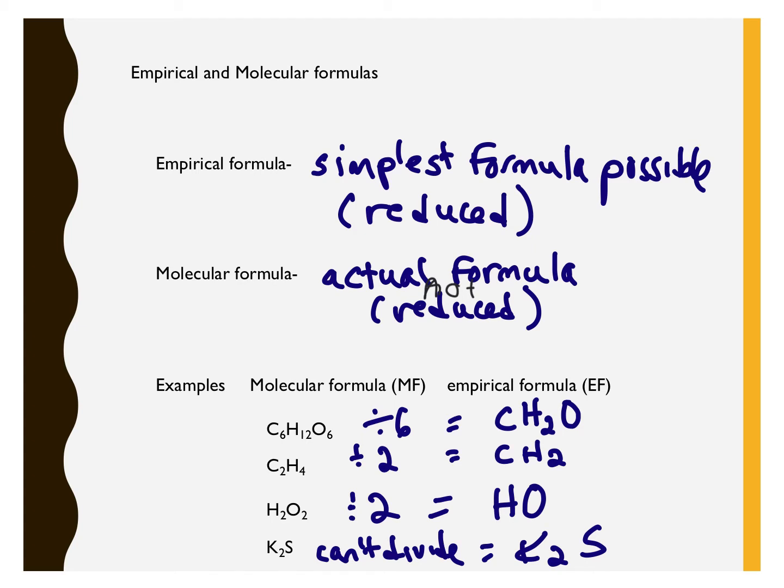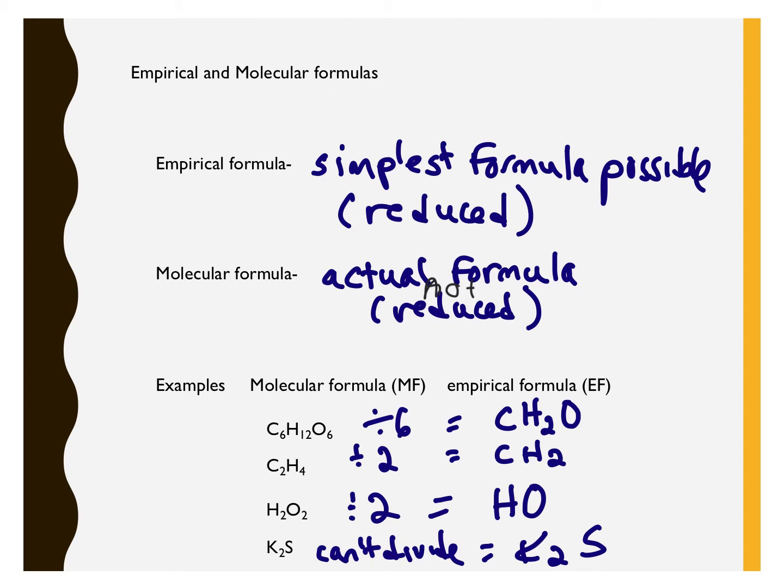So I've given you some examples here, and we're going to see if we can divide them. The first one is C6H12O6. I see all of these are divisible by 6. They're divisible by 2 and 3 as well, but the biggest number you can divide by is 6. So I want you to rewrite this as CH2O. That's the empirical formula. You'll notice it's a 1:2:1 ratio. It can't be simplified anymore.